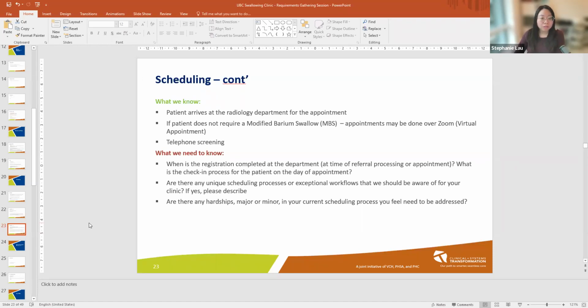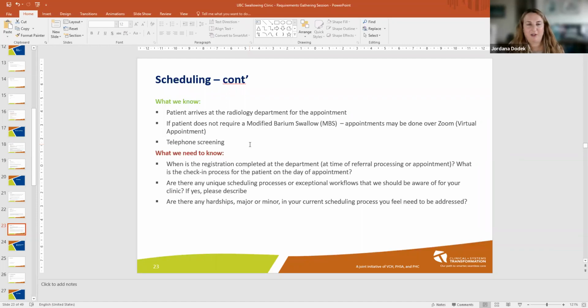So like you guys mentioned earlier, the patient arrives at the radiology department and the radiology clerk in a way checks them in if they are doing non-virtual consults. Virtual consults will just be done through Zoom, is that correct? Okay. Stephanie, I think we just need to clarify. The way I am understanding it, the consult is not really part of the appointment, like the diagnostic test.